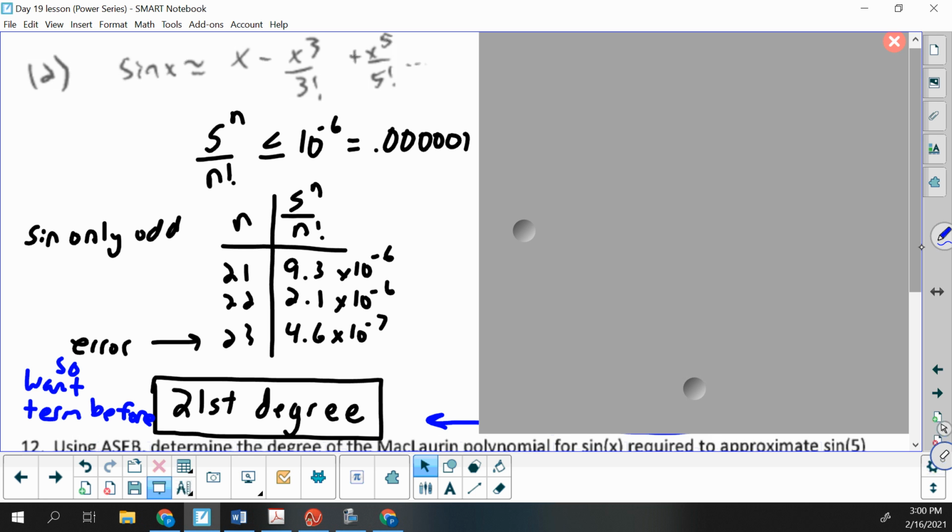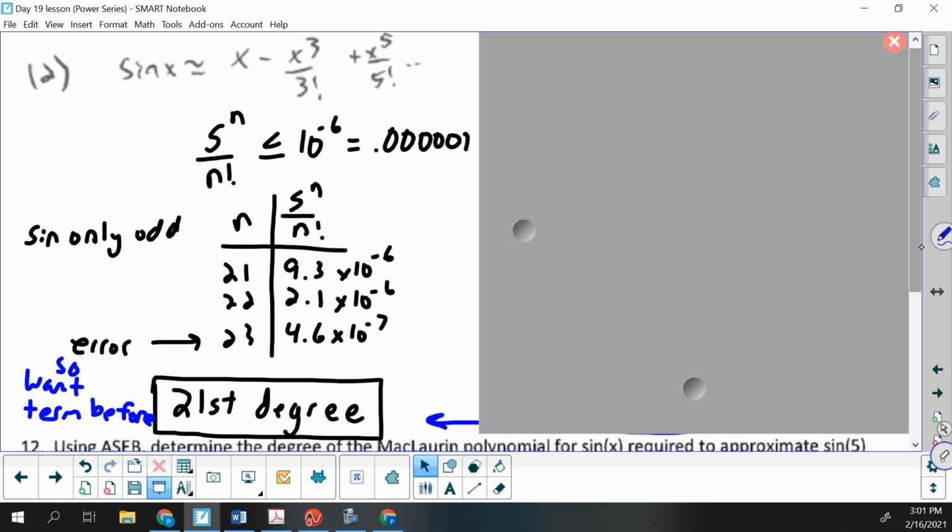Now, when we're looking in our table, keep in mind the way we have this is 5 to the n over n factorial, sine has only odd powers. So in your table, you shouldn't even be looking at the even n's. Only look at the odds. So look at 17, not small enough. 19, not small enough. 21, not small enough. 23 is the first one that is smaller than 10 to the -6. So that's our error term. So the odd term before that is the one we want to go to. So we have to go out to the 21st degree.